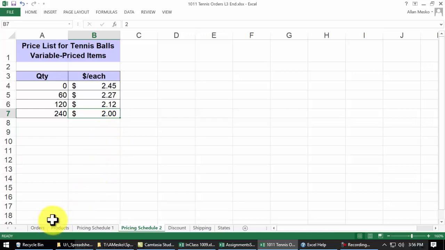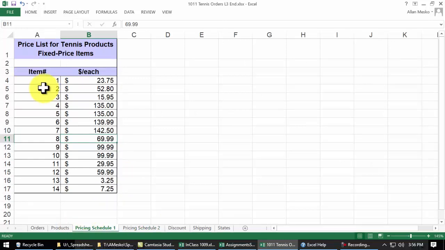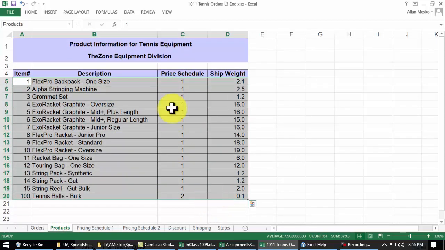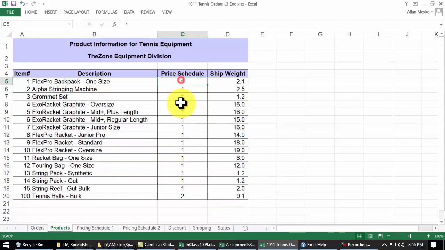The customer doesn't even need to know which things are on Pricing Schedule 1 and which things are on Pricing Schedule 2. All we have to do is they give us the item number and we look it up in which column here? Column 3. That's going to tell us which pricing schedule to choose. So let's look at how they did that.